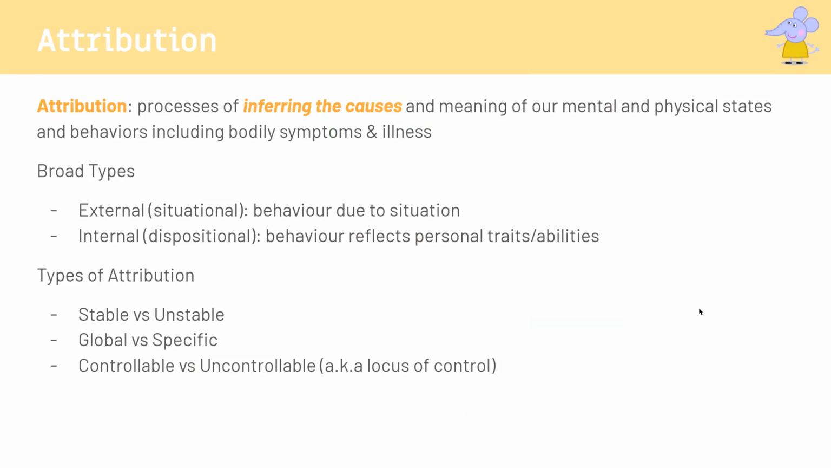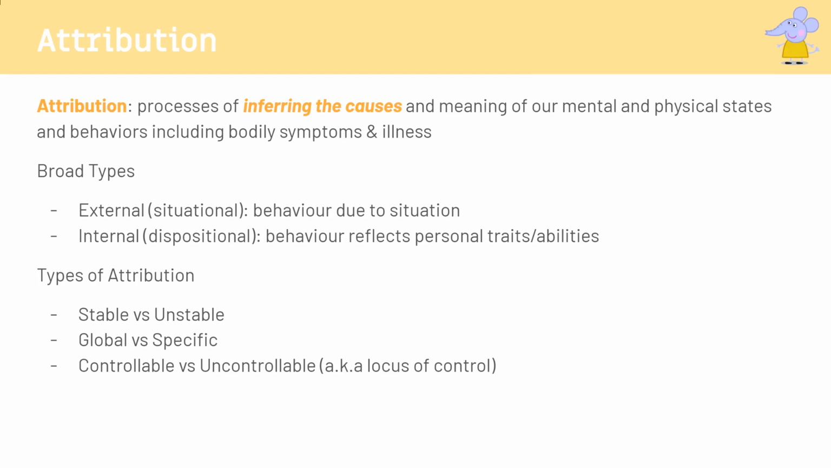Okay, attribution. This is a process of inferring the causes and meaning of our mental and physical states and behaviors, including bodily symptoms and illnesses. There are two broad types: external, or situational, because the behavior is due to a situation, and internal, or dispositional, which means behavior reflects personal traits or abilities.